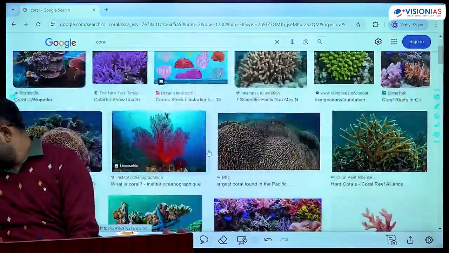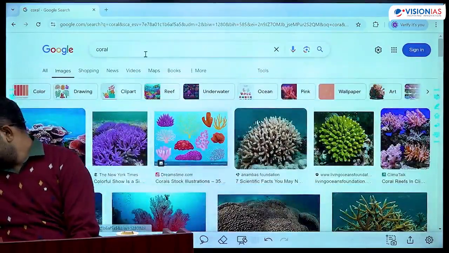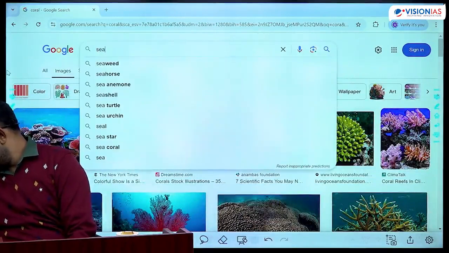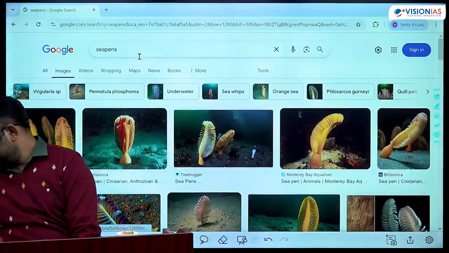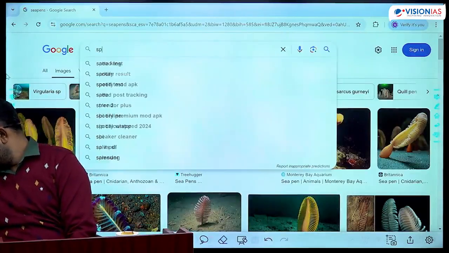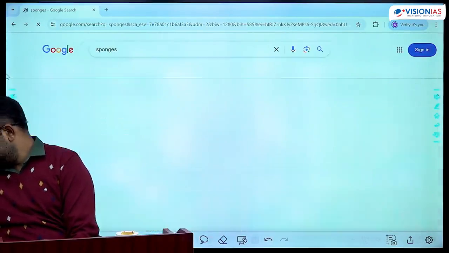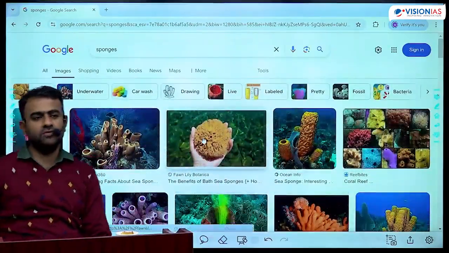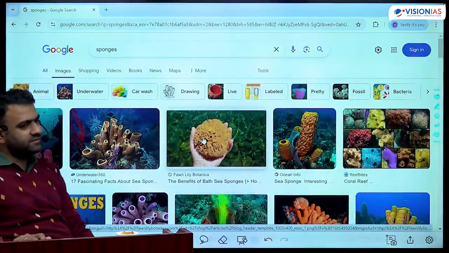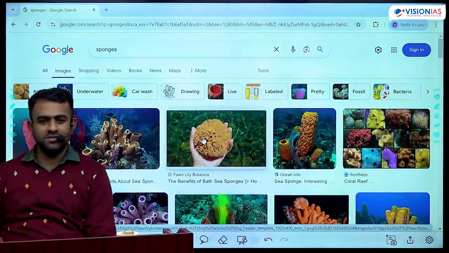Okay, तो ये है corals और sea pens. Have you heard of sea pens? ये sea pens. Sponges. They're all animals which are living on the oceanic floor. They're all filter feeders. Very, very primitive organisms.